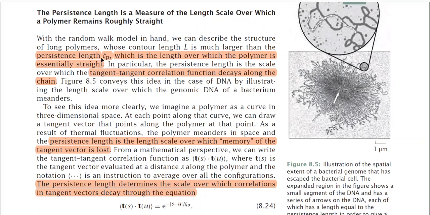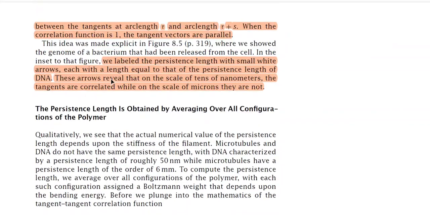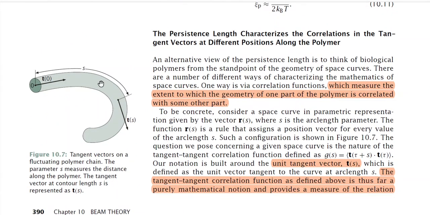So, what is persistence length? It is the length over which the polymer is essentially straight. In particular, the persistence length is the scale over which the tangent-tangent correlation function decays along the chain. Now, what is known as the correlation function? That I will discuss now. So, you see this particular figure, and in it a curve has been drawn. This curve basically corresponds to a particular polymer.